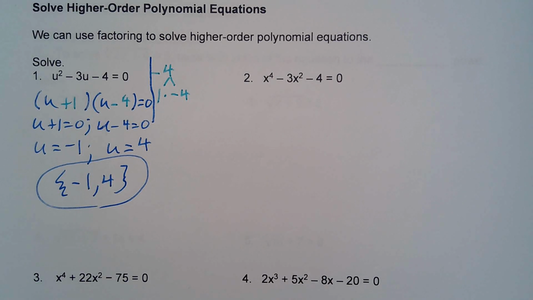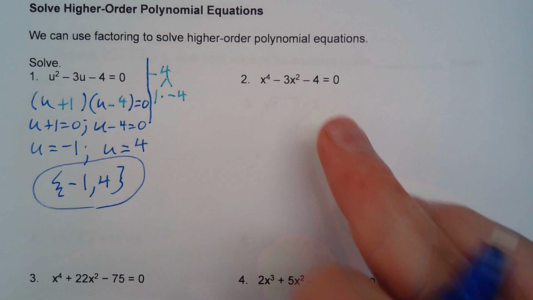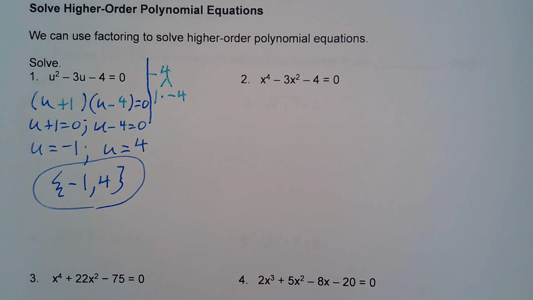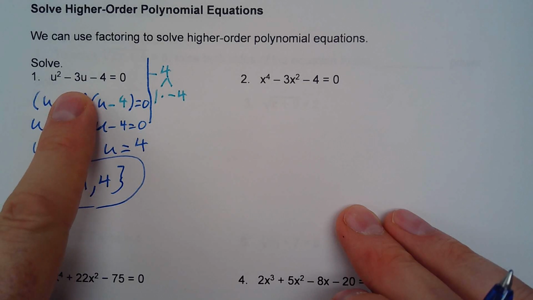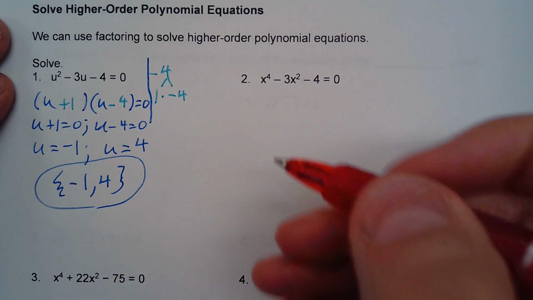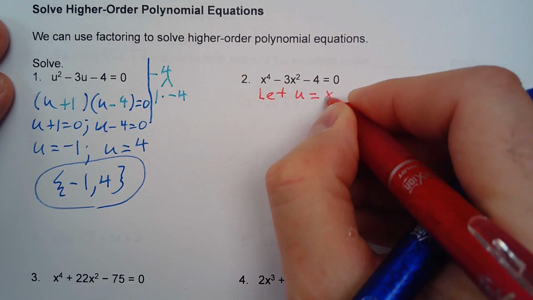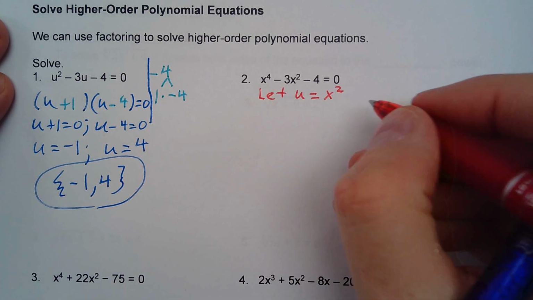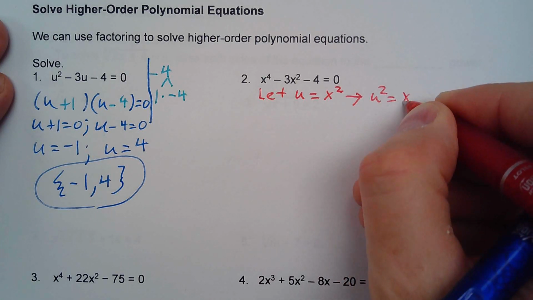Now, if I look at this next one, instead of having squareds, I got an x to the 4th. Instead of having x, I have x squared. And well, we haven't talked about how to solve that. But notice, it's really almost the same as this. In fact, if we let u equal x squared, this means that u squared equals x to the 4th.